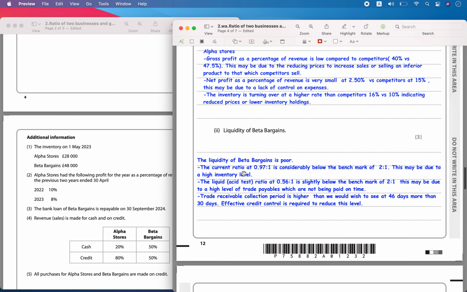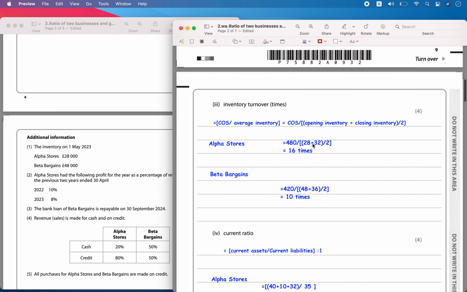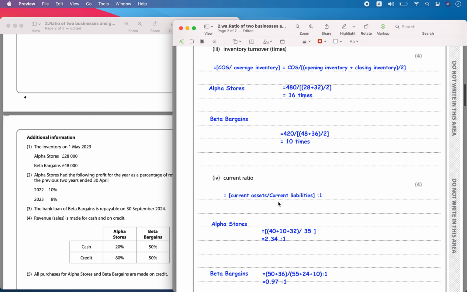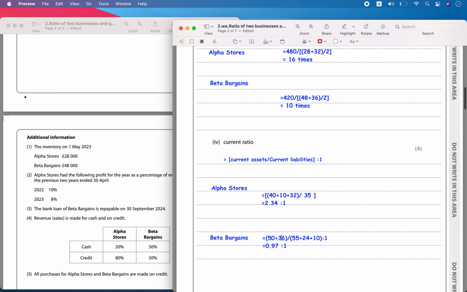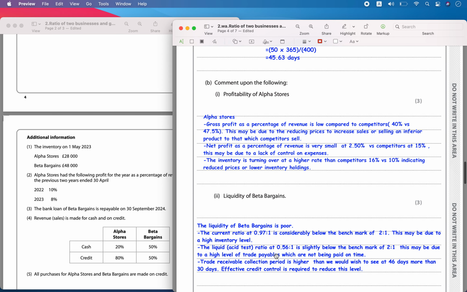So first write this current ratio, and you can say that it was low probably due to a high level of inventory. In this equation, if you see current assets and liabilities, it has an inventory component. So Beta Bargains was able to achieve a low value of current ratio because of the high value of inventory, which made the current ratio go down.